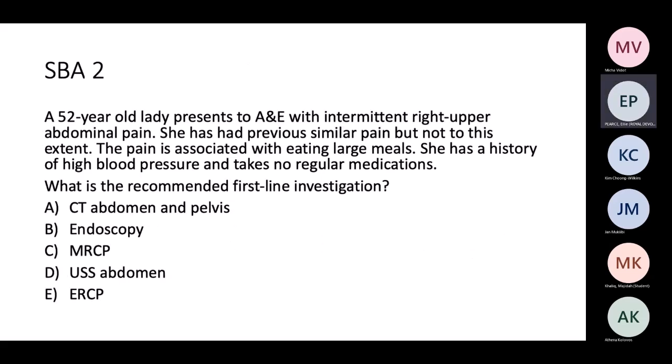Okay, so second question of the evening. A 52-year-old lady this time presents to A&E with intermittent right upper quadrant pain. She's previously had pain like this, but it's not been as bad. The pain is associated with eating large meals, and she's got hypertension, but she controls this with lifestyle and takes no regular meds.